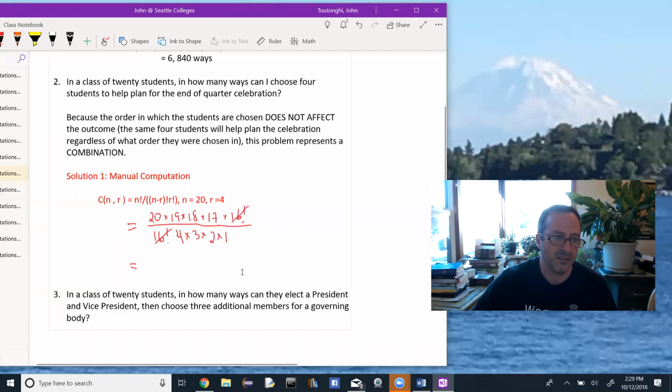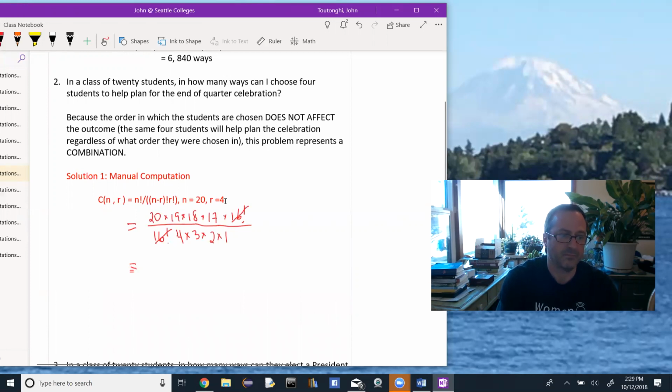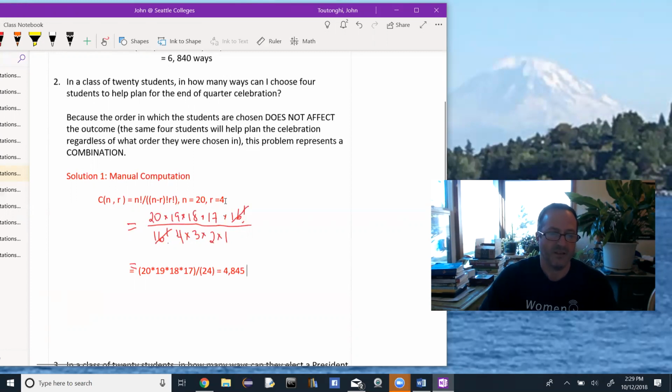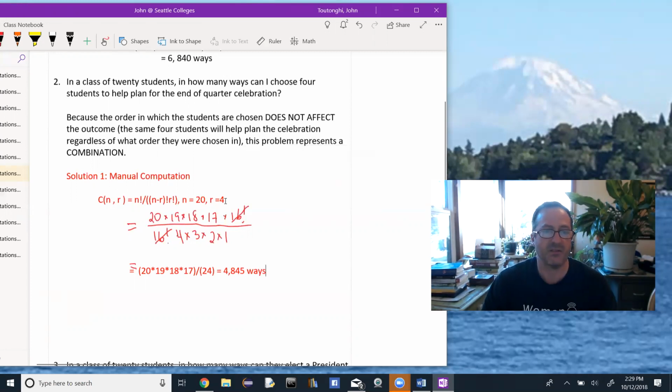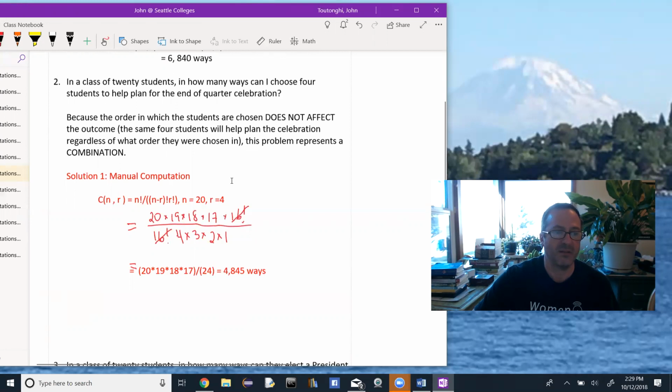And well, let's see what we get here. It's equal to 20 times 19, 18 times 17, divided by 12 times 2, 24. 4,845 ways that we can choose 4 of the 20 students to help plan for the end of quarter celebration. So that's solution 1, the manual computation.